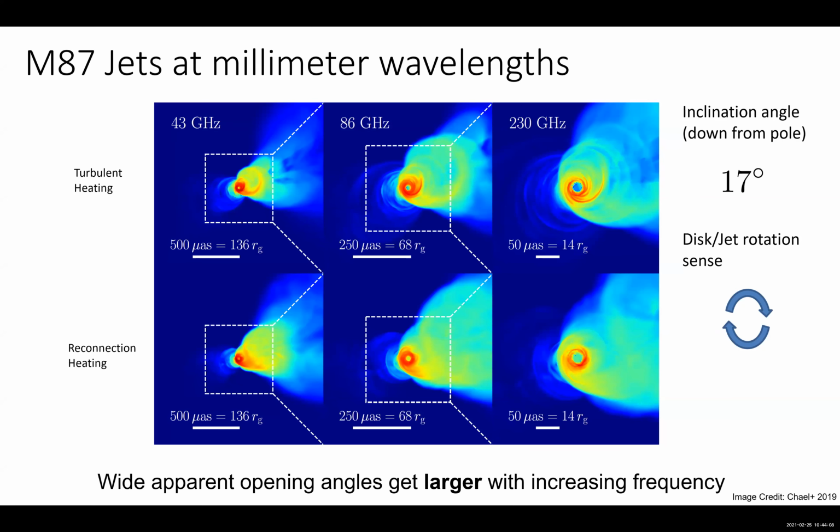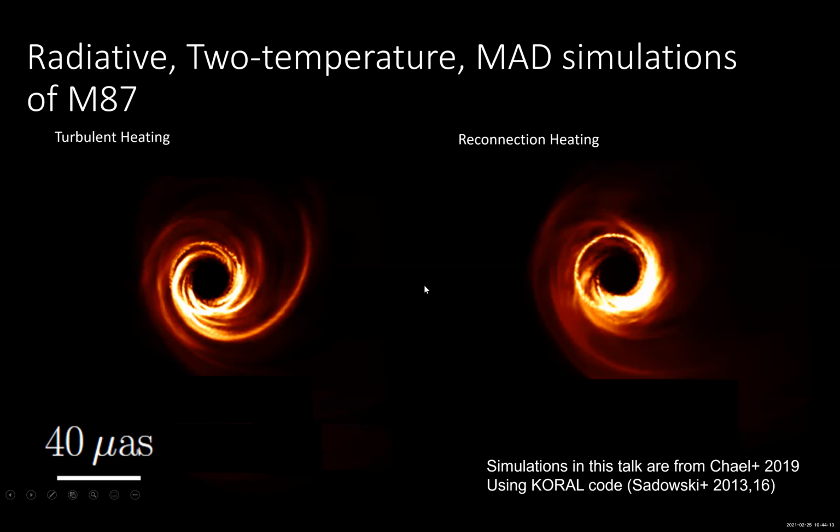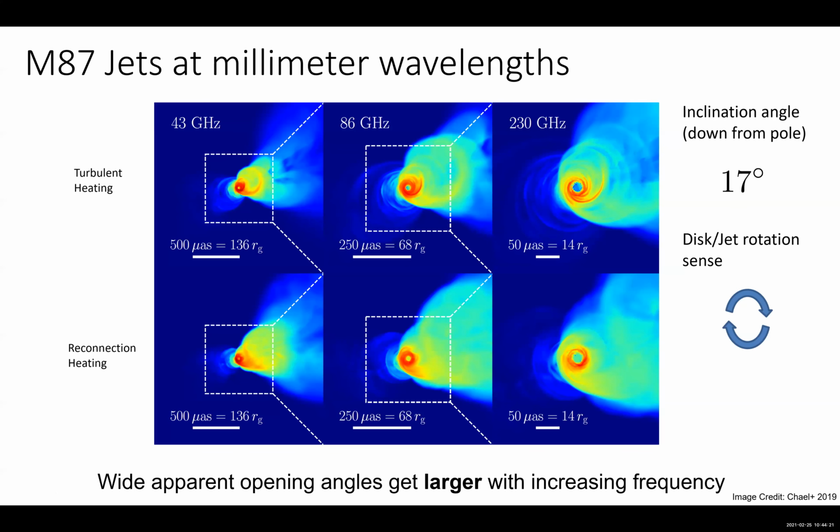One of the features we see is that at 230 gigahertz, images from these simulations look very similar to what we see in the EHT simulation library, with emission concentrated near the photon ring. If we zoom out and look at multiple millimeter wavelengths on a log scale, we see that these simulations also both launch very nice wide jets to large scales. And the wide opening angles of the jet get larger with increasing frequency. We can start to compare these jets that we observe at 43, 86, and 230 gigahertz in the simulations with the jet that we observe from M87.